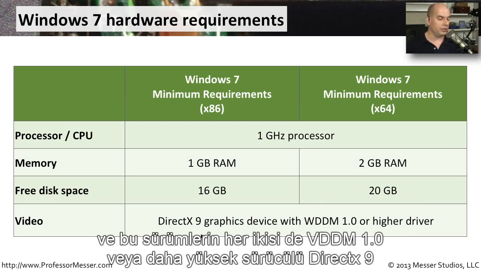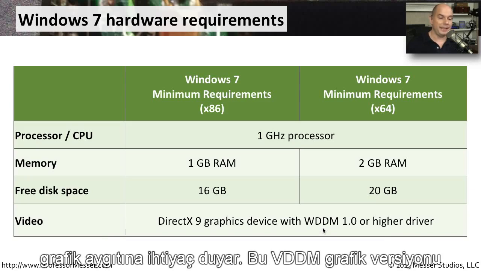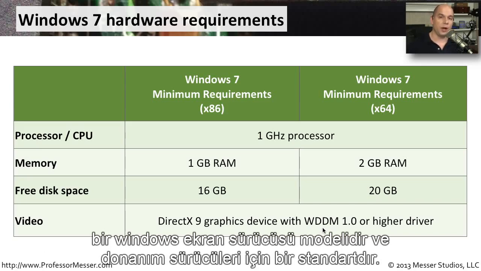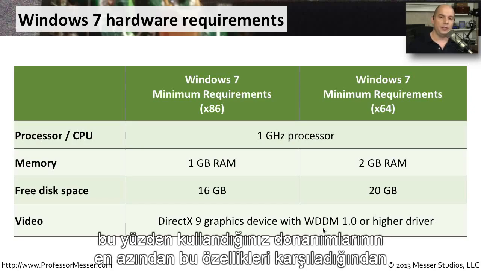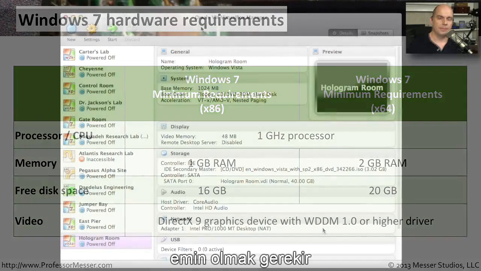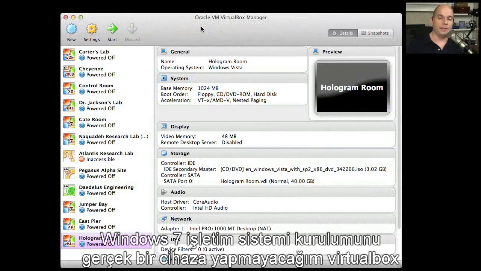And both of these versions need a DirectX 9 graphics device running that WDDM 1.0 or higher display version. This WDDM is a Windows display driver model. It's a standard for driver hardware, so we need to be sure that the hardware that we're using meets at least this minimum. I'm not going to install Windows 7 on a physical device.